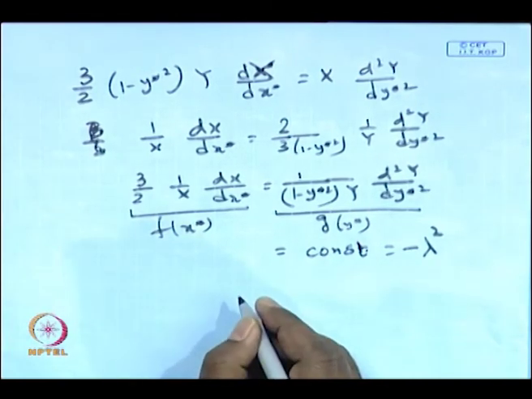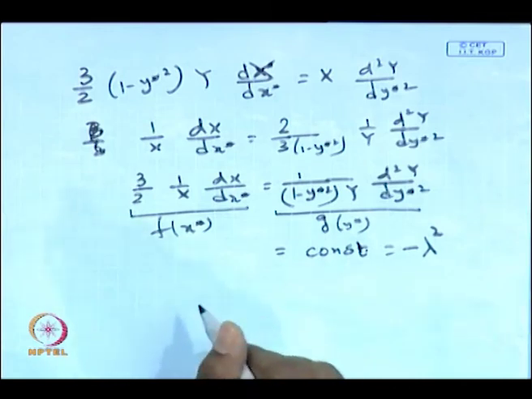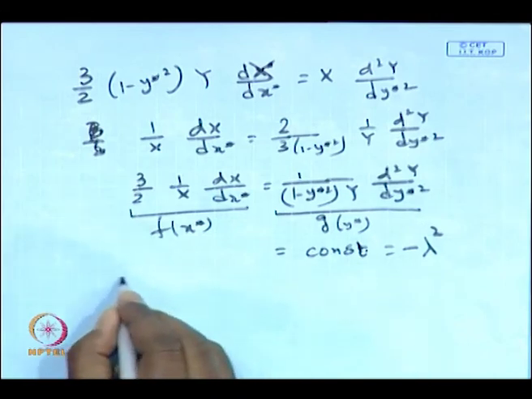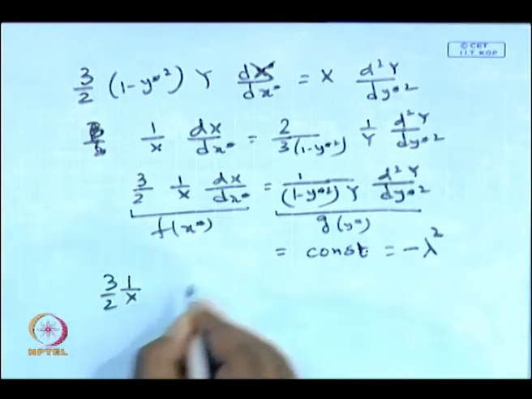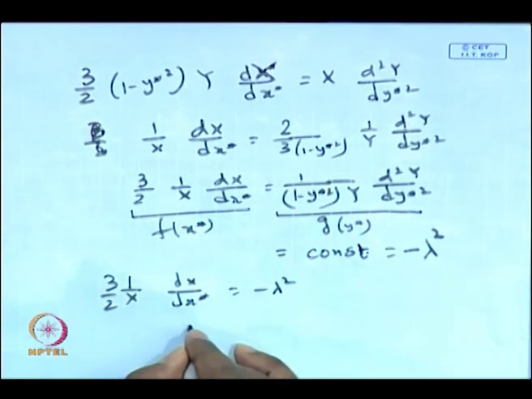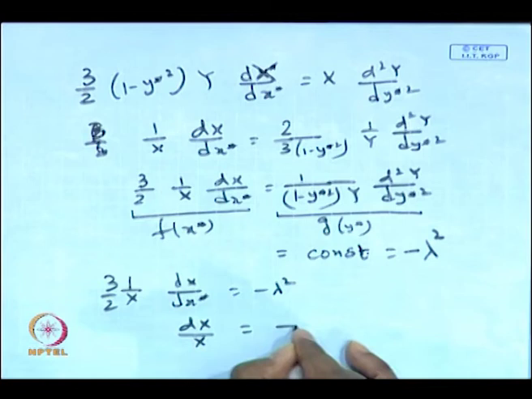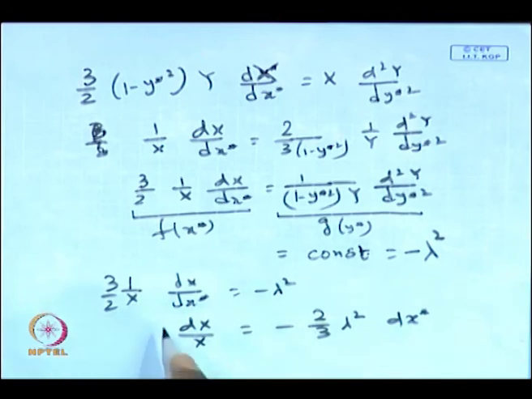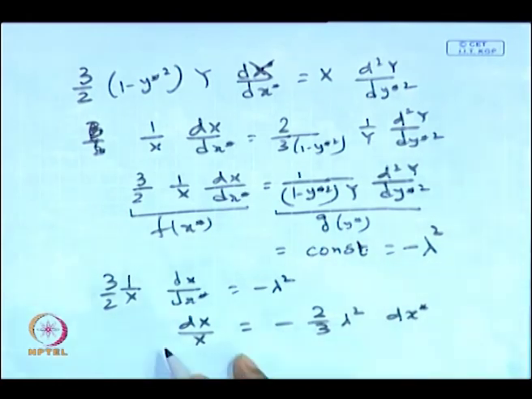Okay. Now, I am not going into detail of the solution, so you can just get an idea of it. The x varying part will be 1 over x, 3 by 2, 1 over x dx star is equal to minus lambda square, and dx by x is nothing but minus 2 by 3 lambda square dx star. Okay. So one can integrate this equation and get the x varying part. The integration will give log of x, and after integration x can be expressed as an exponential term.